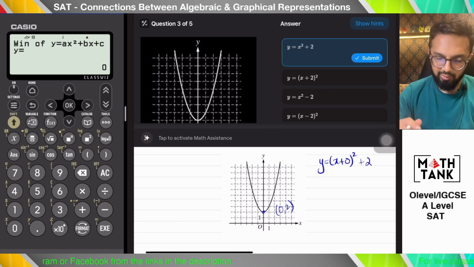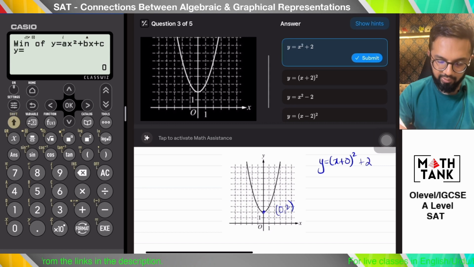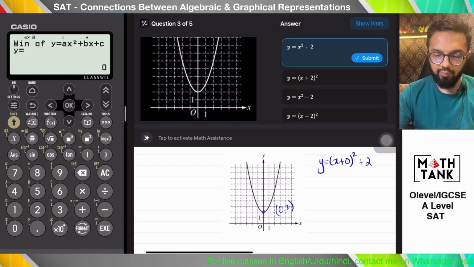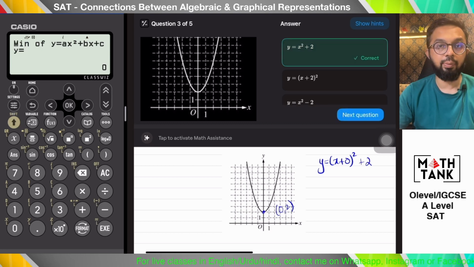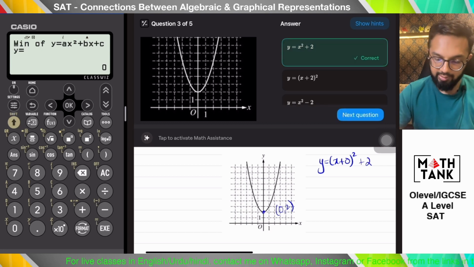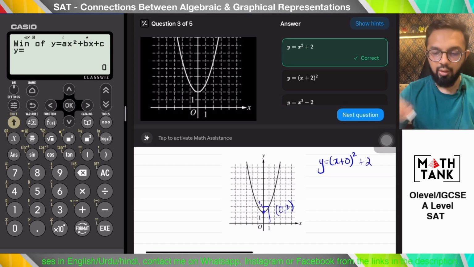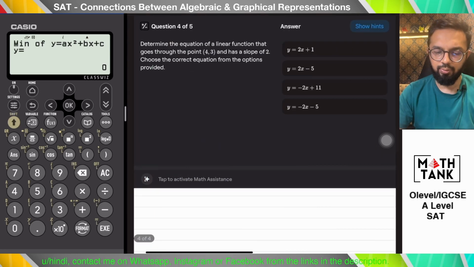If you're unsure, what you can simply do is start taking numbers and see if you plug in 1, you should be getting about 3. So which one gives you 3? This is the only answer that gives you 3. So you can also do a bit of trial and error and do this question.